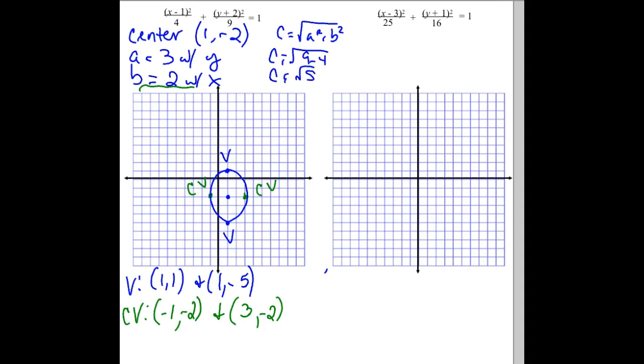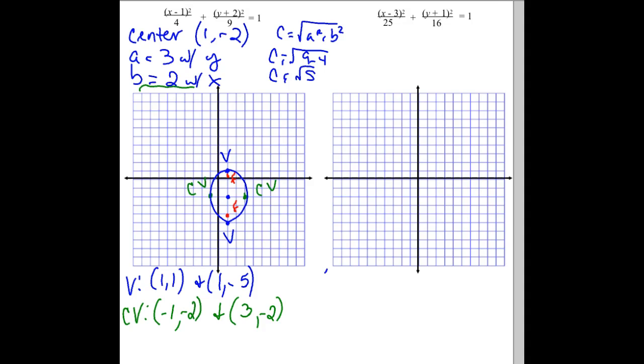Now, here's where it gets a little bit trickier, labeling the foci. Because we want to go the square root of 5 from the center, right? We want to add to it, we want to subtract it, or go in the opposite direction. What is the square root of 5 as a decimal? 2.2. Okay, so to find the foci from the center point, we're going to go about 2.2 squares. Okay, so there would be a focus. And then going the other direction about 2.2 squares, there's my other focus.